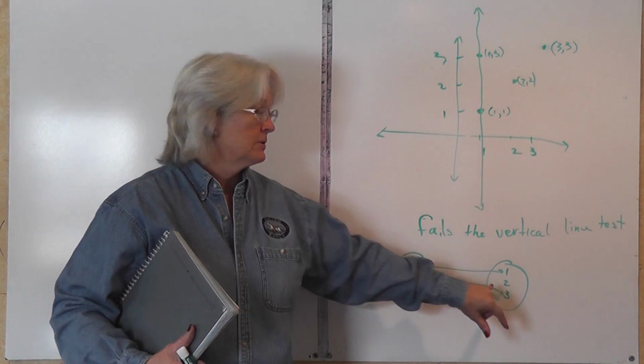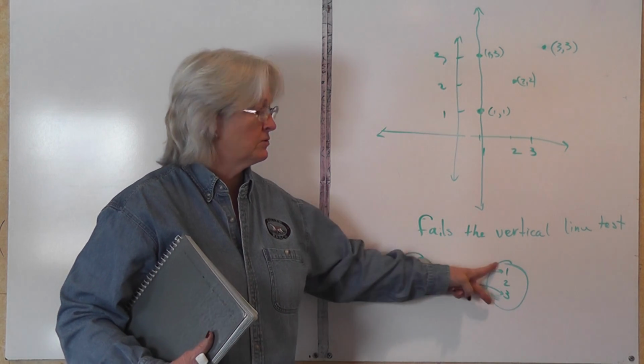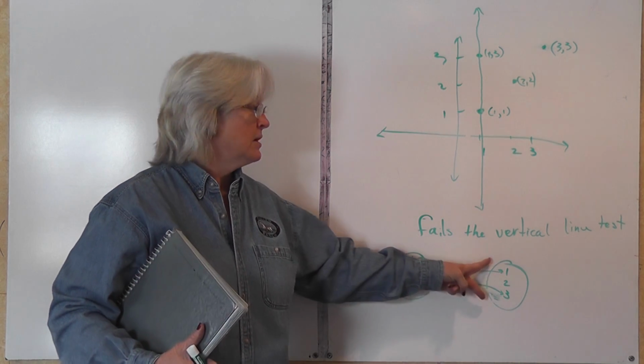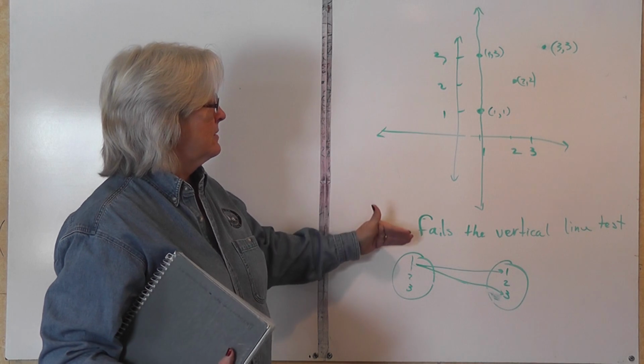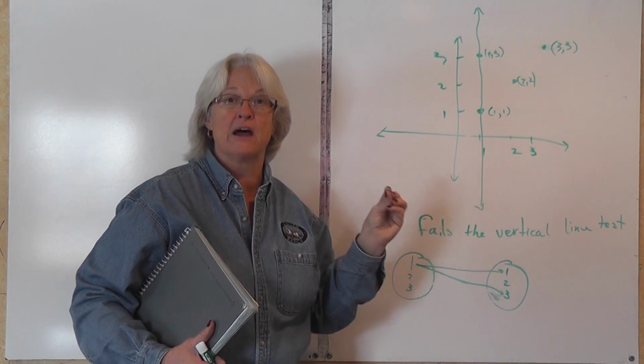Every husband, only one wife. We've got a husband here with 2 wives, not a function. Got an x here with 2 y values, not a function. Okay? You can show it with a circle graph, but this vertical line test here is just fast and easy.